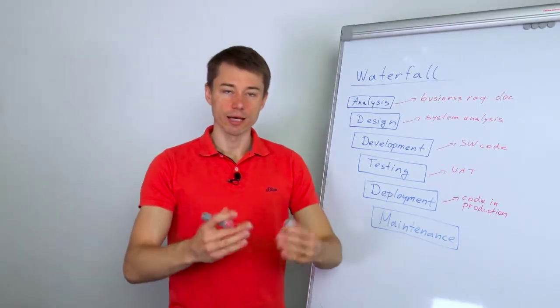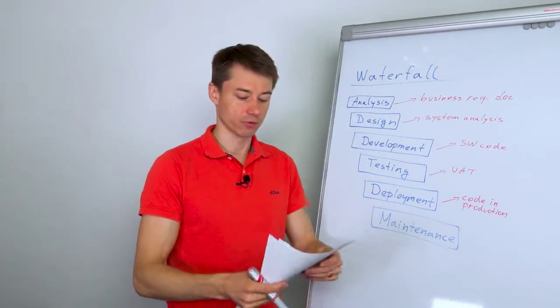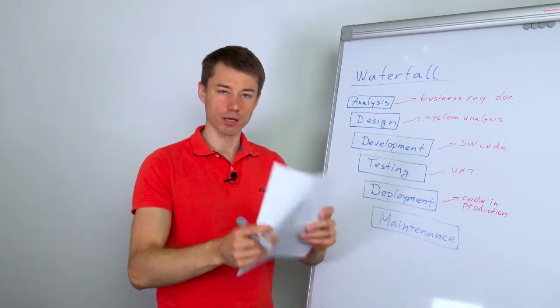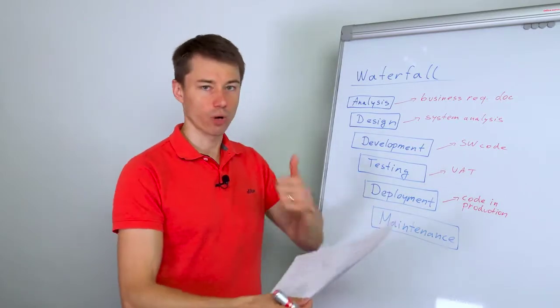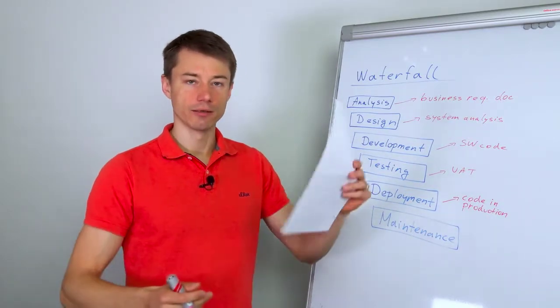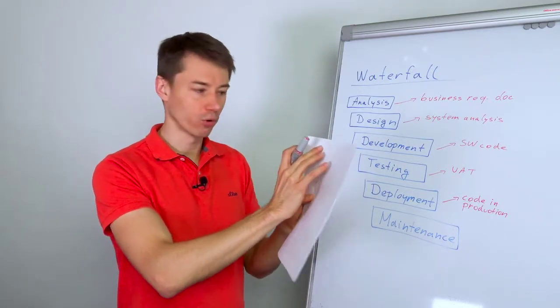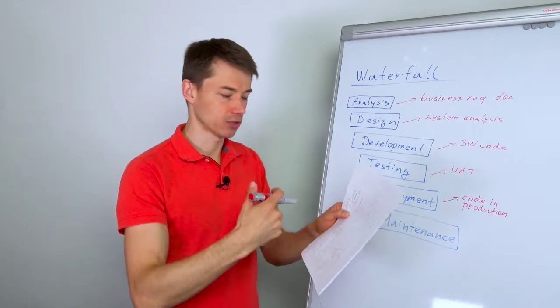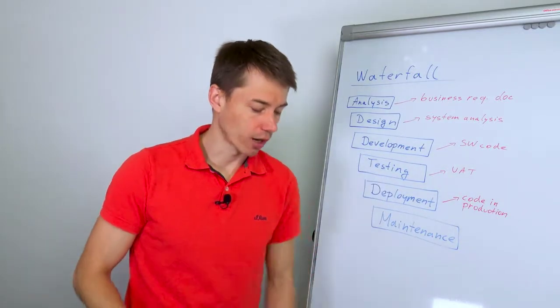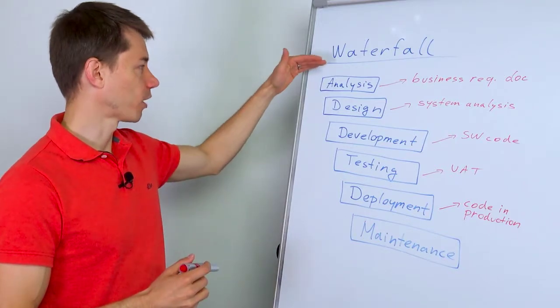At the end of the analysis, a team should come with a set of papers, a set of documents, or it's actually one document but multiple pages, and here they have the business requirements. So what the business needs to develop, what are the requirements? That's the first step. Actually, why is it called waterfall?